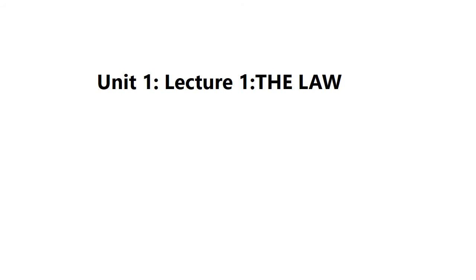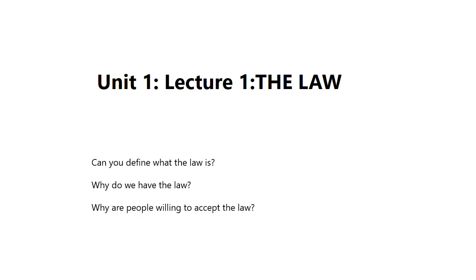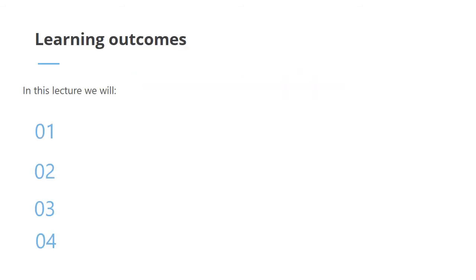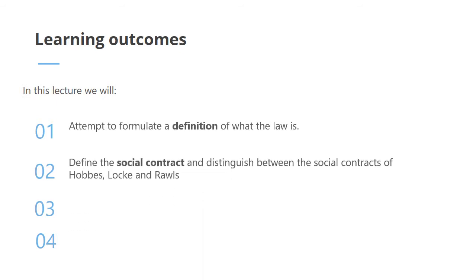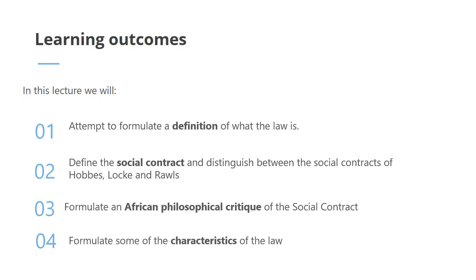In this lecture, we will focus on the law, try and define what the law is, why we have law, and explain why people are willing to accept the law. We will attempt to formulate a definition of what the law is and define the social contract of Hobbes, Locke, and John Rawls. We will also formulate an African philosophical critique of the social contract and formulate some of the characteristics of the law.